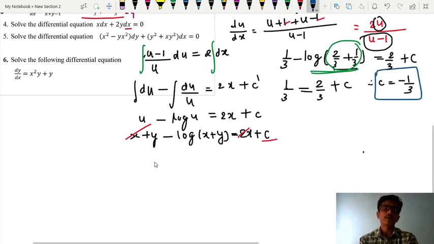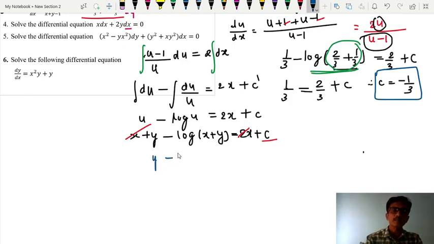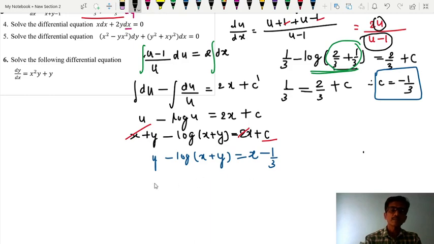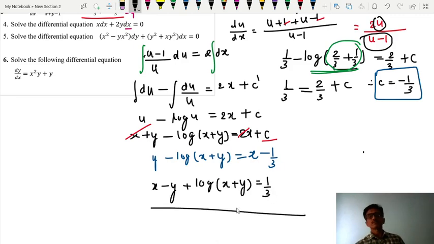So we get the particular solution y minus log of x plus y is equal to x. c is minus 1 upon 3, and finally you can write the equation as, if we take all the terms on the right hand side, we get x minus y plus log of x plus y is equal to 1 by 3. So we can write the equation in this form. Then we do the next question.